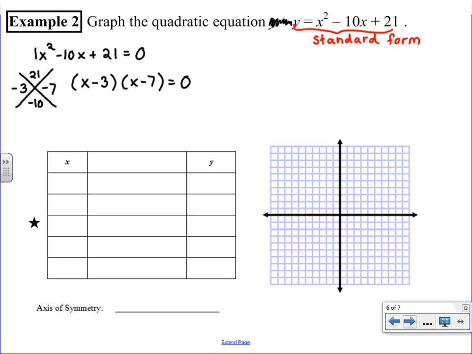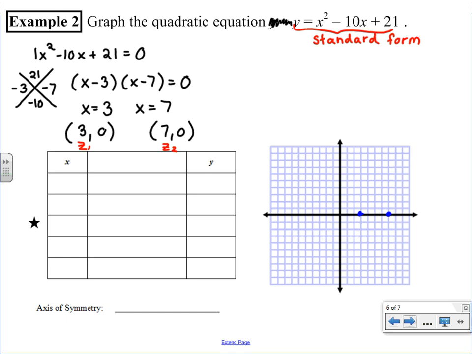So I could actually rewrite the equation if I wanted. I don't need to. And then to find the zeros, we just set up our equations. And so we have our zeros as (3, 0) and (7, 0). As we labeled in our previous example, this would be like Z1 and this would be Z2. Let's go ahead and plot those right away. So 1, 2, 3, 0, 4, 5, 6, 7, 0.